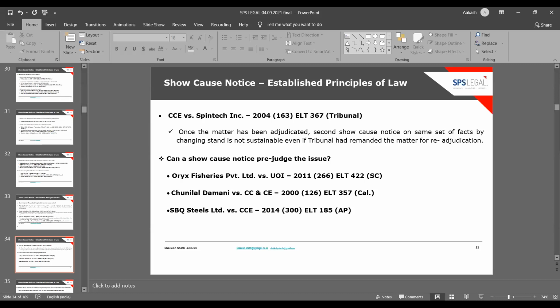So, directions in the remand order: the department cannot go beyond the scope of those directions. This is again an important aspect.